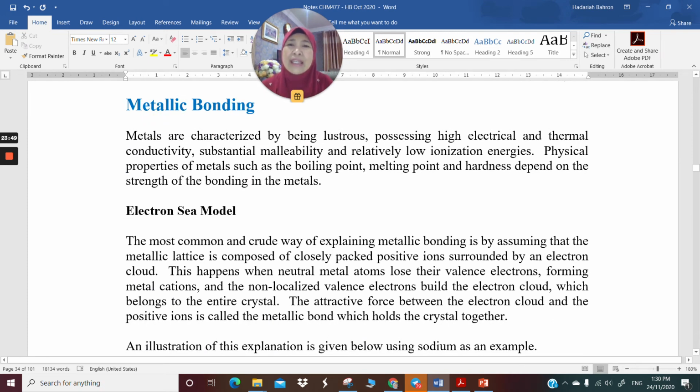The next topic is metallic bonding. I'm just going to combine this in this lecture. I don't want to break it into two different lectures. So, metallic bonding.